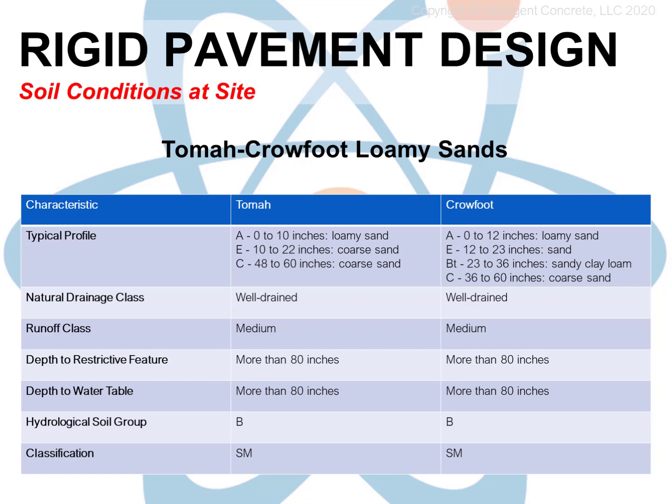Let's take a look at what we have here. The soil we're working with is Toma Crowfoot Loamy Sand, meaning it is a combination of two soil types, Toma and Crowfoot. This chart breaks down the characteristics of each type, including its classification down at the bottom, which is probably the most important soil parameter for us in regard to pavement design. You can see the soil classification using the Unified Soil Classification System for the two types of soil is SM, which means it is classified as a silty sand.